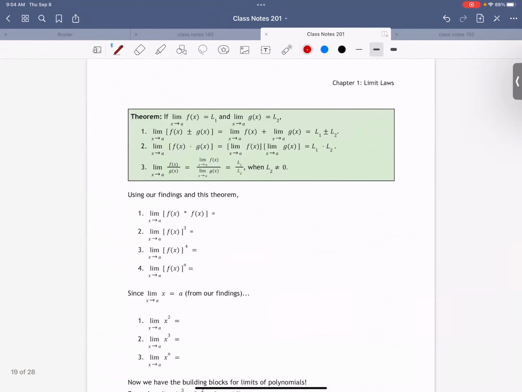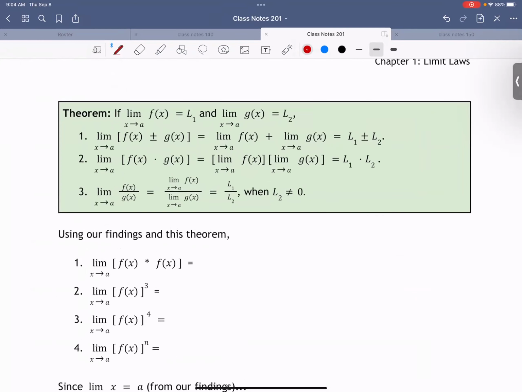Okay, if you flip the page, I have a couple other findings, and we're not actually going to go through these too much, but this is a theorem of limits. And a theorem is basically something that is always going to be true. It has a proof, so it's very proven that these are true.